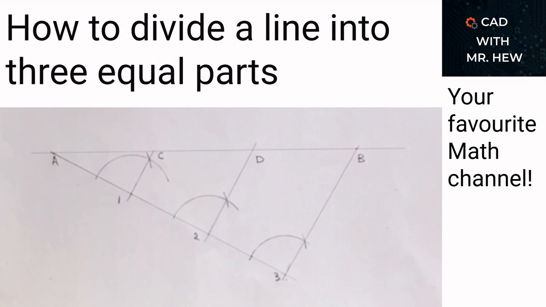We have come to the end of today's video. In today's video, we looked at the construction of how to divide a line into 3 equal parts.